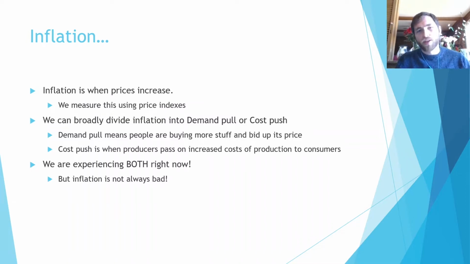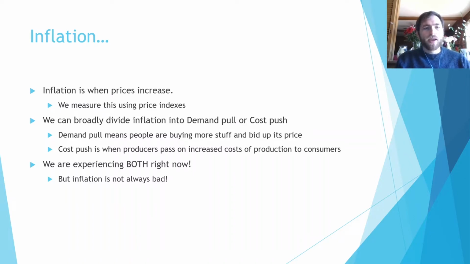So, inflation is when prices increase, and we measure this using price indices. Usually this is done with, you hear the Consumer Price Index, which is based on a bundle of goods that a normal household might consume, and then they pick a base year and say, okay, that's 100% of the cost of these goods in this base year, and if in the subsequent year the price of those goods increases 2%, the CPI goes from 100 to 102% in the subsequent year.